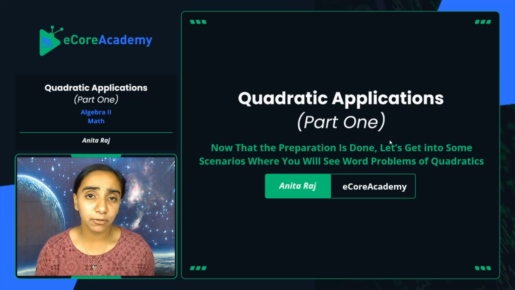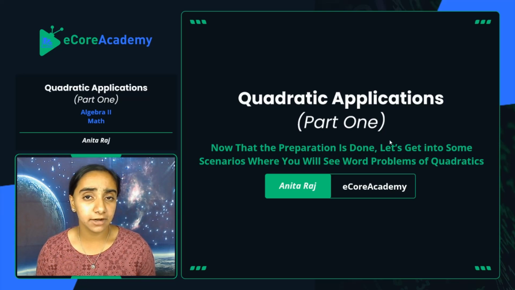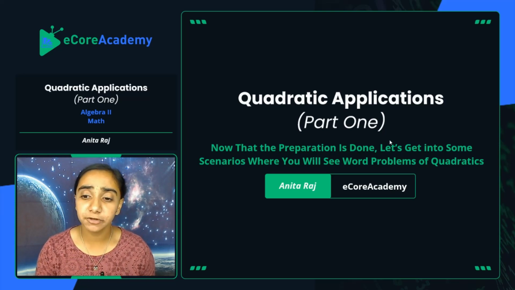Now that the preparation is done, as in we understand how to model real life scenarios with quadratics from our previous few lessons, let's get into some scenarios where you will see word problems of quadratics. This first lesson is really meant to just break down what the zeros of a function are, because those are going to be very important in word problems. So I really want to go over that. That's going to be the first part of this lesson.